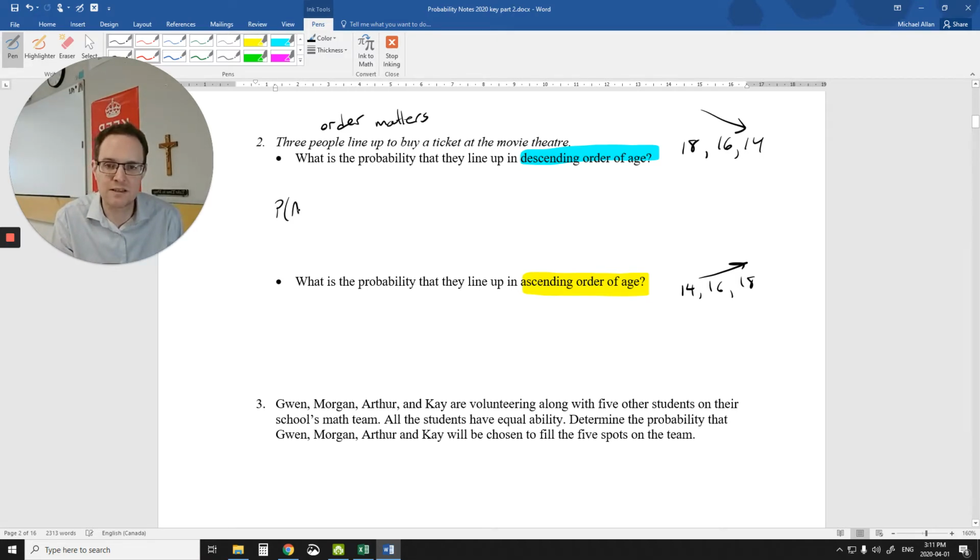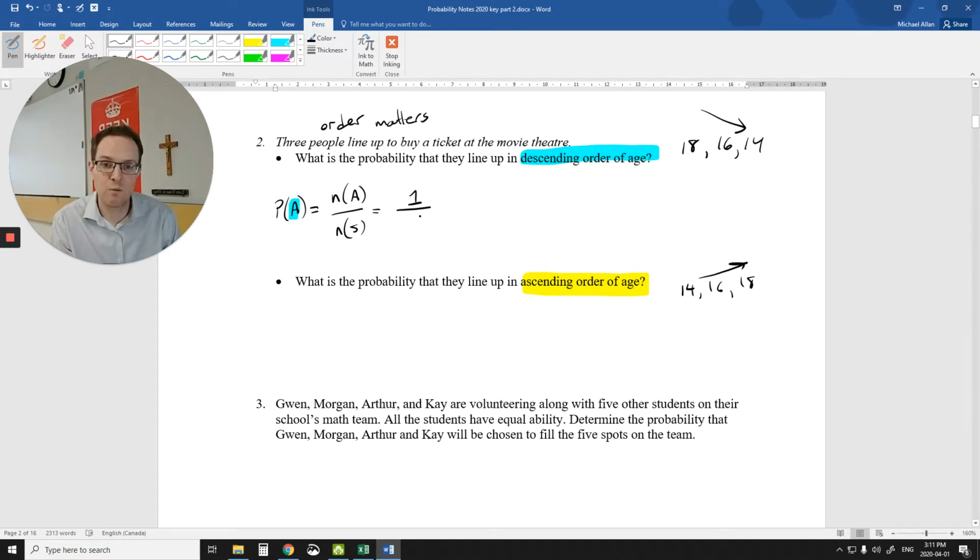So let's call this event A up here. So for event A, what's the number that will happen? Assuming that they're all different ages like this, so let's say I had 18, 16, and 14. What's the probability they can line up in descending order of age? Well, there's only one way to do that. Well, that's a pretty easy one.